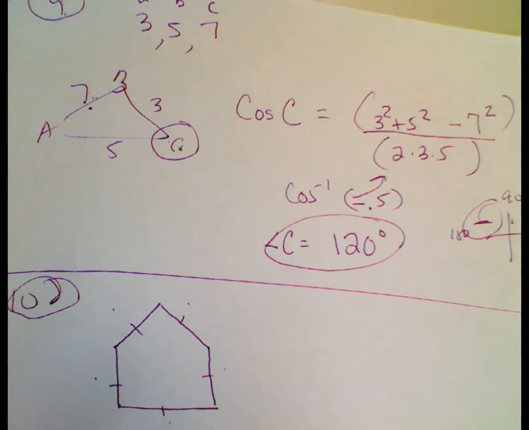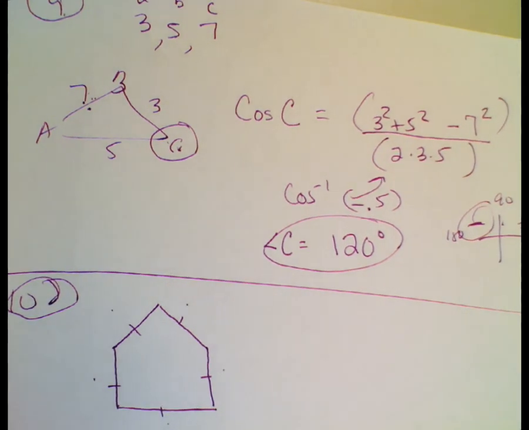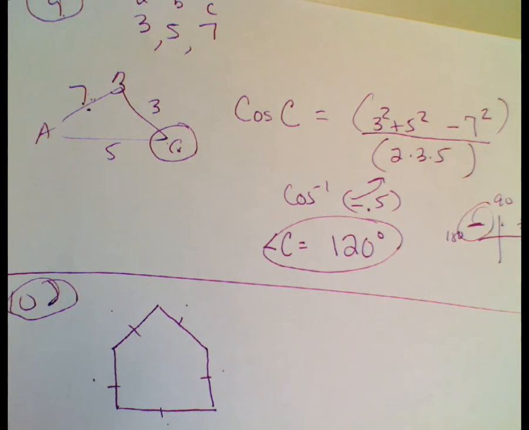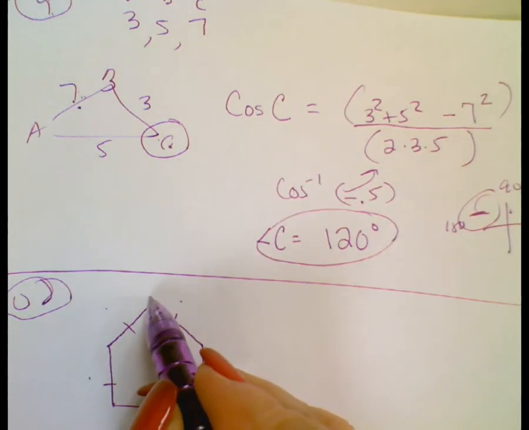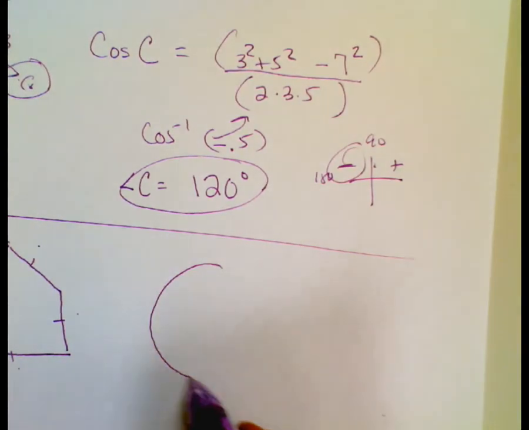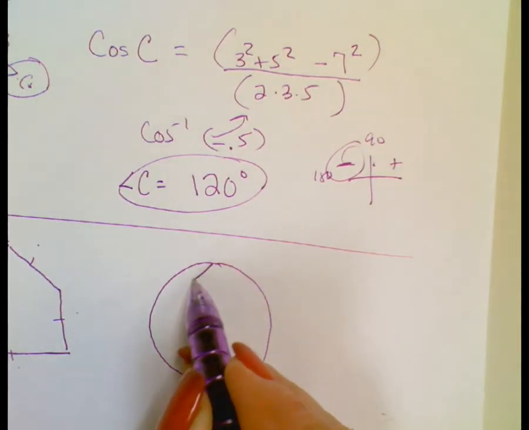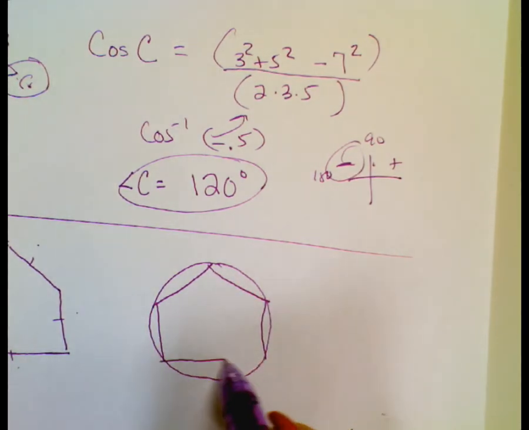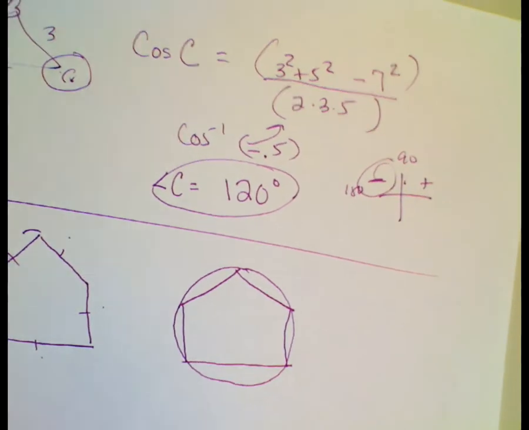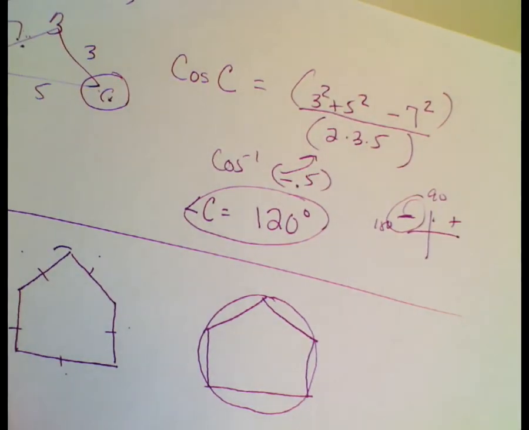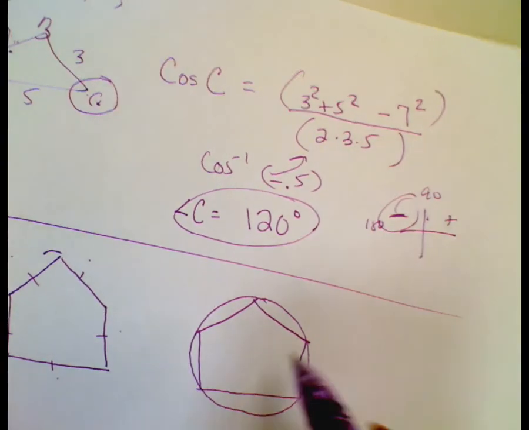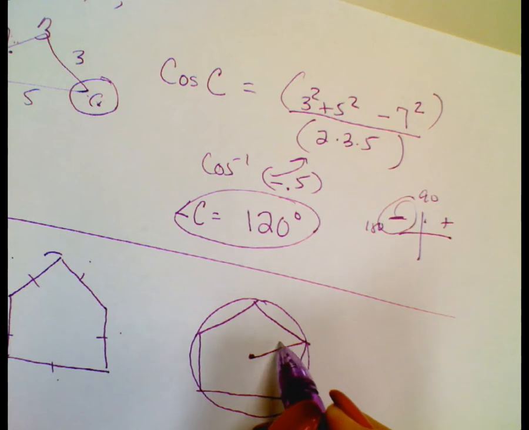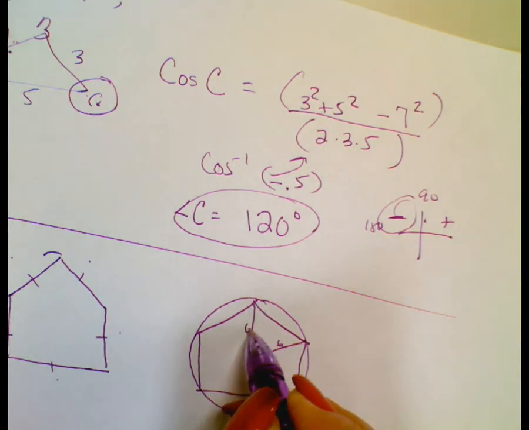And they said that the regular pentagon is inscribed in a circle, a radius 6. So the circle's on the outside. I should have drawn the circle first. Let's draw a circle. And the pentagon is inscribed in the circle. Whoops, that's supposed to be straight. How about that? That's like a tent. All right. Use the law of cosines to find the perimeter of a regular pentagon inscribed in a circle with a radius of 6. This is 6. And this is 6.